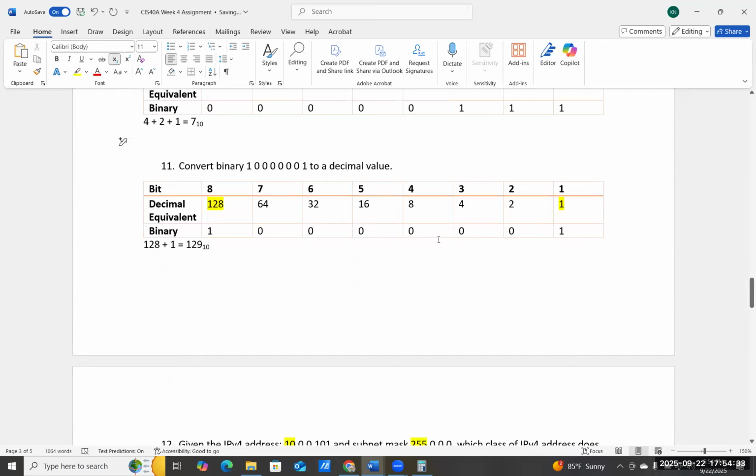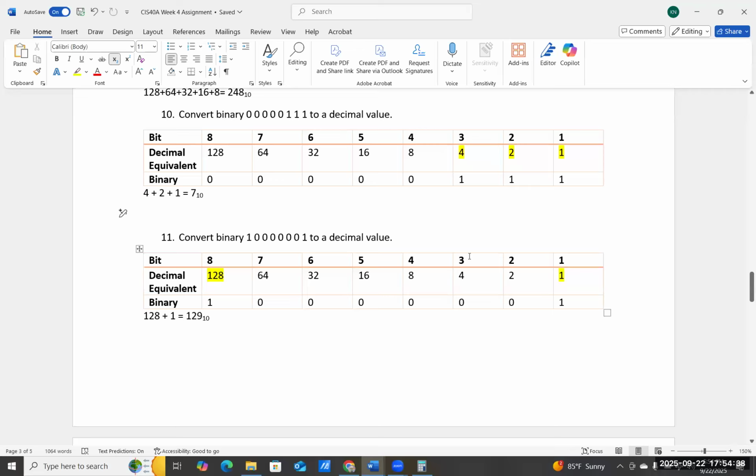Okay, so do practice for 11. Same thing. You are going to take the binary that you're given up here, so it has the least significant bit on and the most significant bit on, the 1 and the 8 bit. And you would place that onto your octet table or your byte table. So 1 0 0 0 0 0 0 1. And you would only add the value of the decimal equivalents if it has a 1. So 128 plus 1 gives you 129.